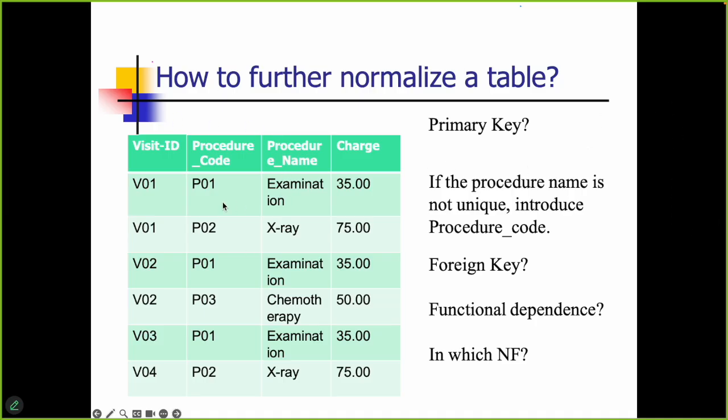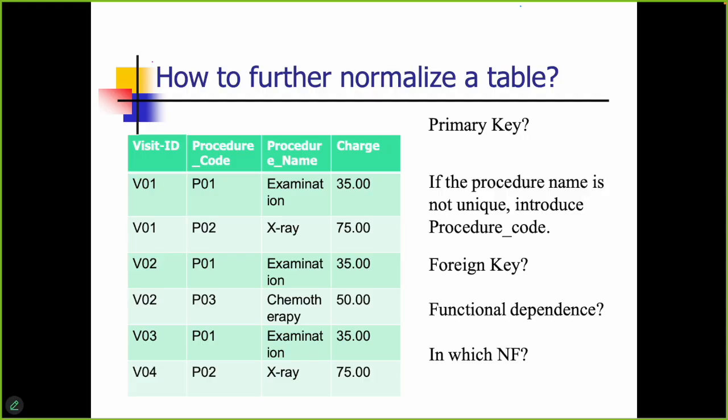But I also added procedure code, and this was right because we cannot choose procedure name as primary key because it may not be unique, right? If procedure name is not unique and charge depends on it, a solution can be adding procedure code. So now in this table, we have visit ID, procedure code, procedure name, and charge. So what is the normal form of this table?